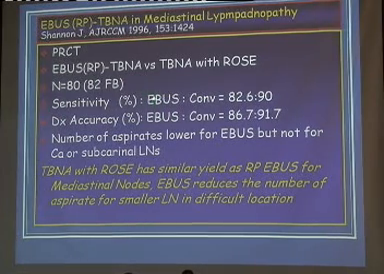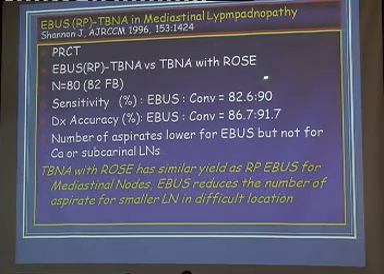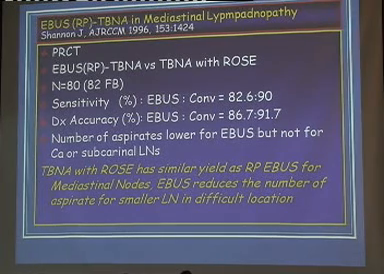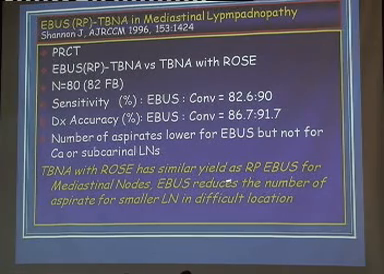Sensitivity of using ROSE, EBUS conventional was 82%, diagnostic accuracy of EBUS versus conventional, let me take you through again. Looking at the sensitivity, radial probe EBUS versus conventional TBNA with ROSE, it had higher yield here, or higher sensitivity, and diagnostic accuracy was also higher. Number of aspirates were lower for EBUS, but not for carcinoma or subcarinal lymph nodes. TBNA with ROSE has similar yield as compared to radial probe EBUS for mediastinal nodes. EBUS reduces the number of aspirates for smaller lymph nodes in difficult locations.